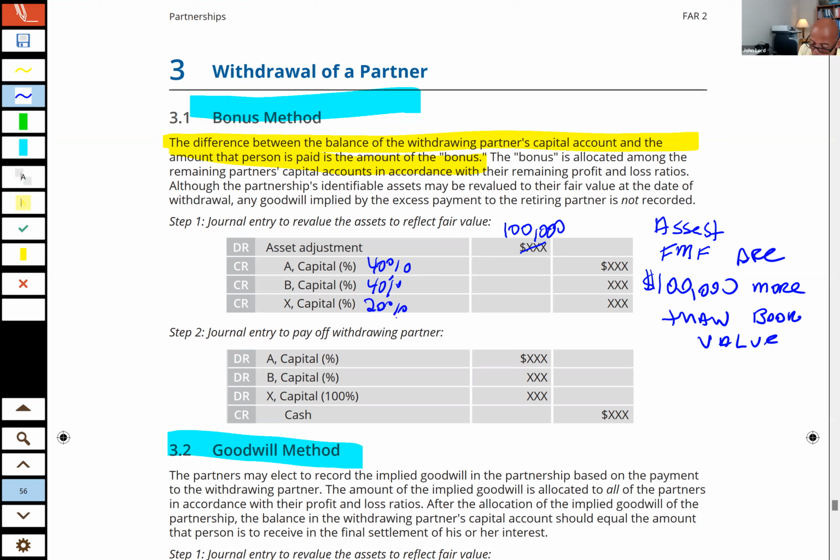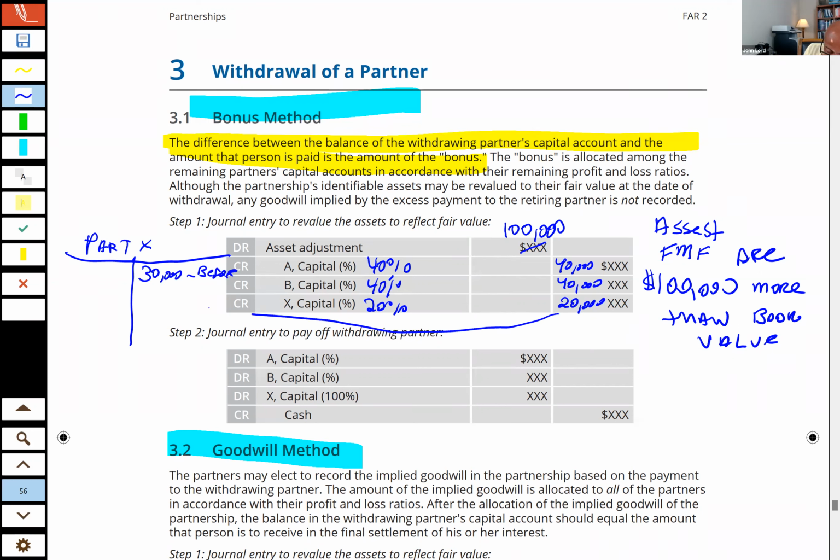So to distribute that 100,000, what happens? Well, that means that A will get 40,000 of that. B will get 40,000 of that. And X will get what? 20,000 of that. Now, as part of my made up situation, I just decided that partner X, before the write up, had 30,000 in there. And we just credited 20,000. Okay, so they've got what? They've got 50,000 sitting there, don't they?